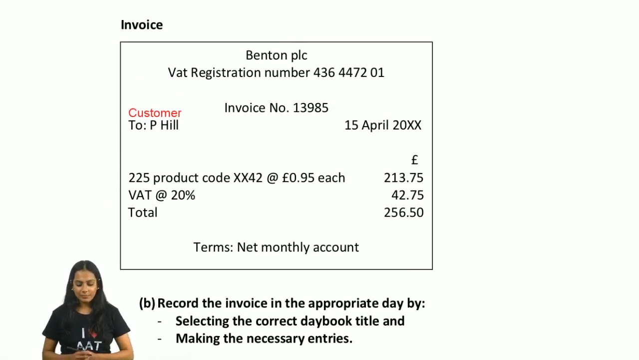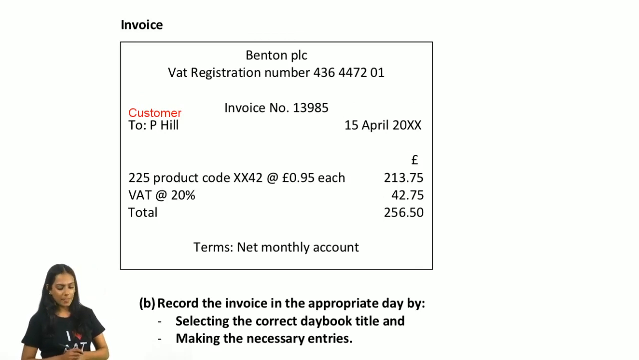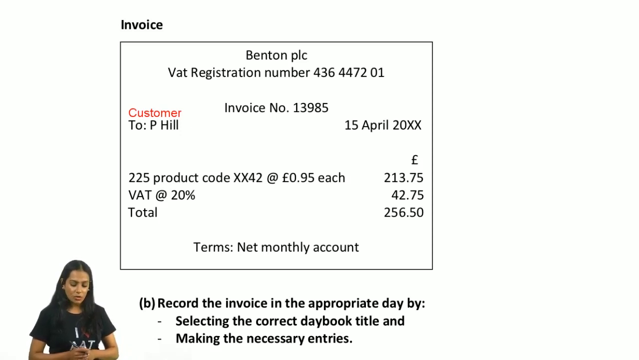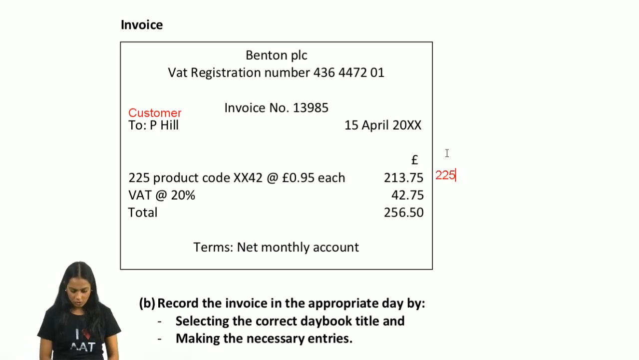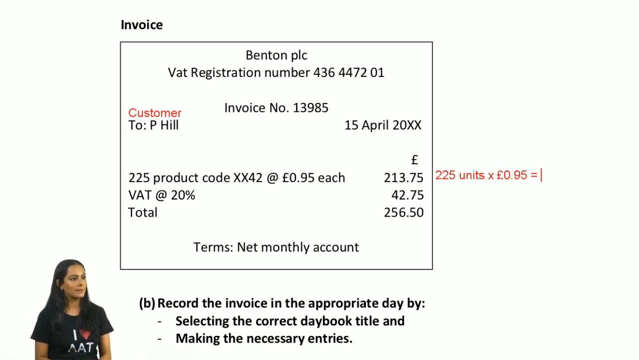We've got the invoice number 13985, and 225 is the quantity, and this is £0.95. Okay, so 225, let's do some calculations. 225 units times 0.95. If I type that on the calculator, what are we getting? 225 times 0.95, I'm getting 213.75. Okay, so the first calculation is correct.